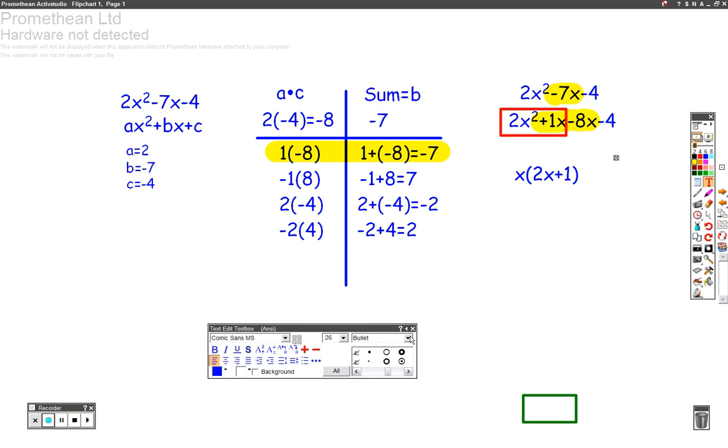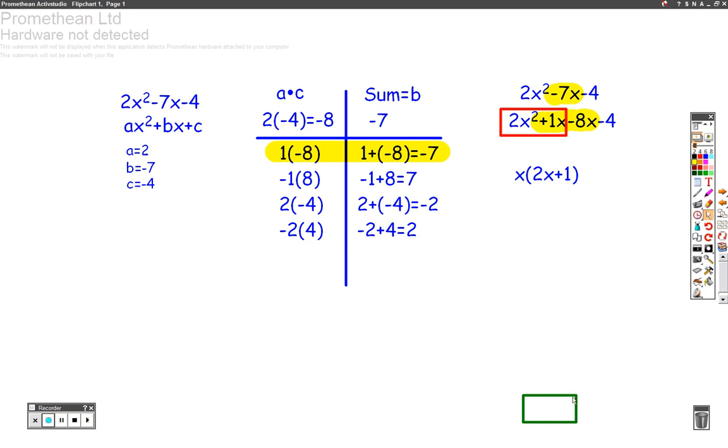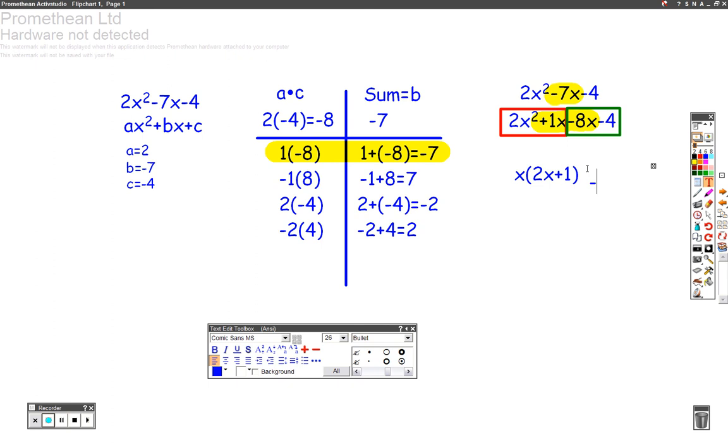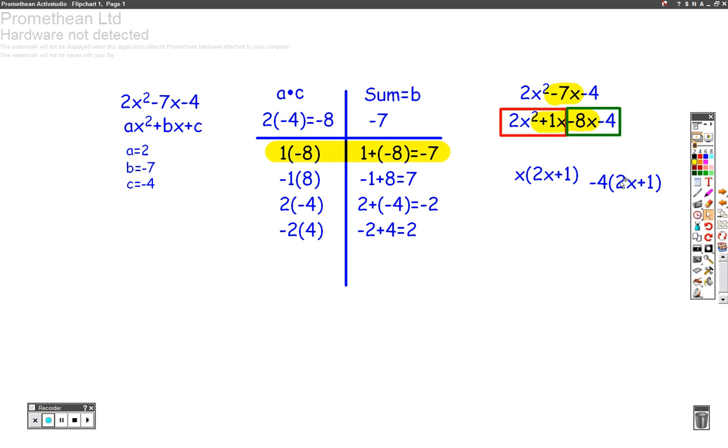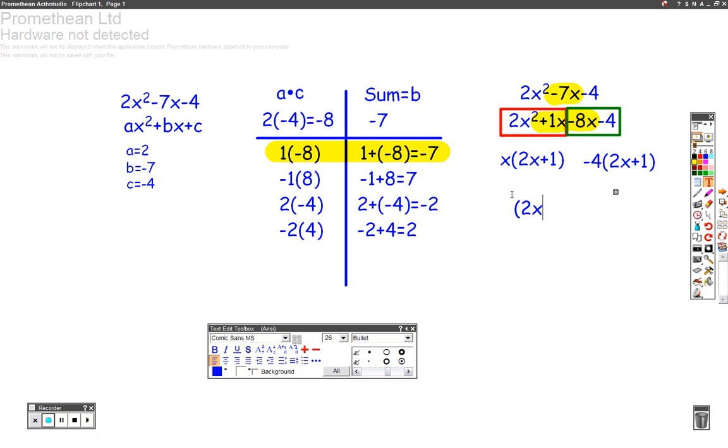And then I'm going to take the second group, and I'm going to factor out what they have in common. They both have the factor of 4, but for this I'm going to factor out a -4, so that it will leave me 2x plus 1, because it's super important that what you have in parentheses for both of these is the same. And now I can see that both of my groups have in common a 2x plus 1.